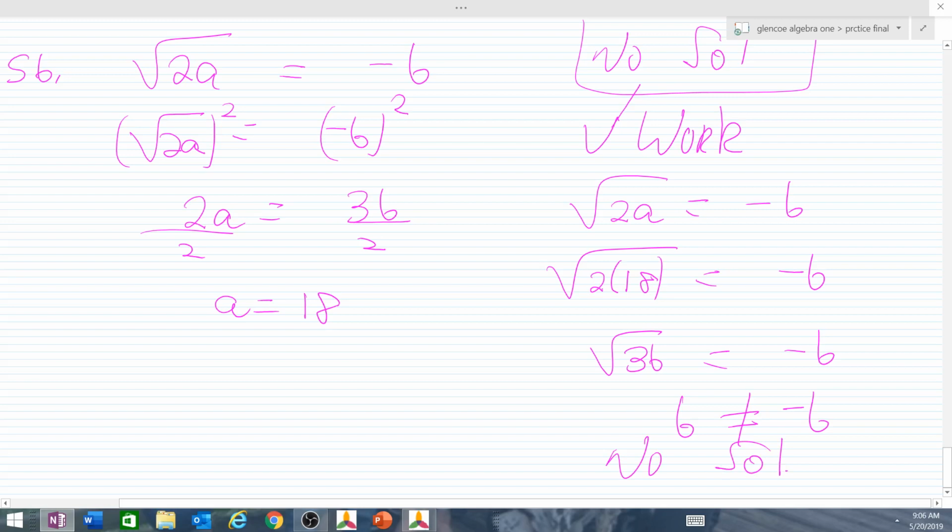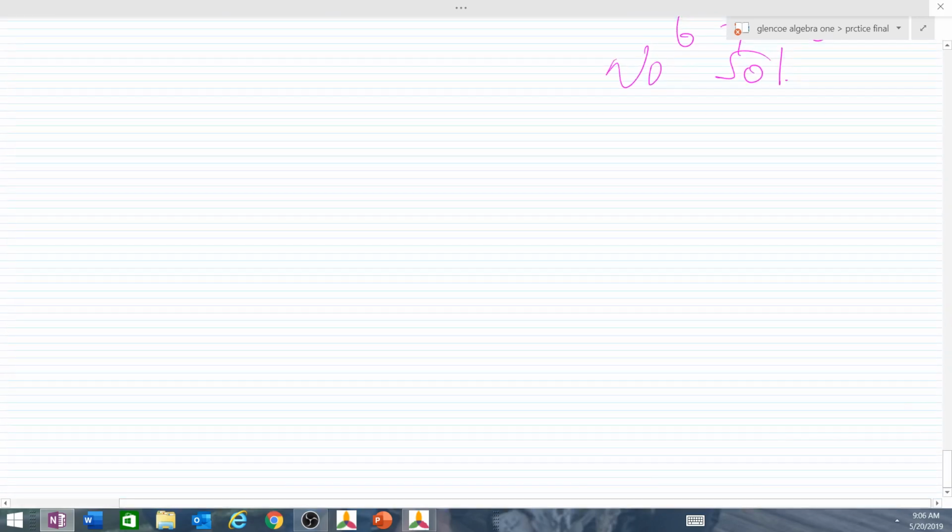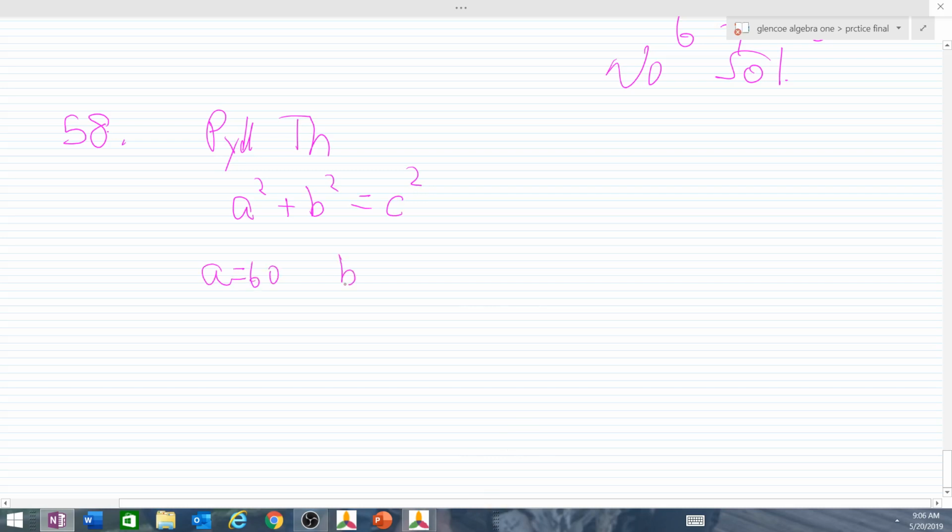Questions 58 through 63. 58. If C is the measure of the hypotenuse of a right triangle, find each missing measure. If necessary, round to the nearest hundredth. The Pythagorean theorem says this: a squared plus b squared equals c squared. A equals 60. B is what we're trying to find, and C equals 100.